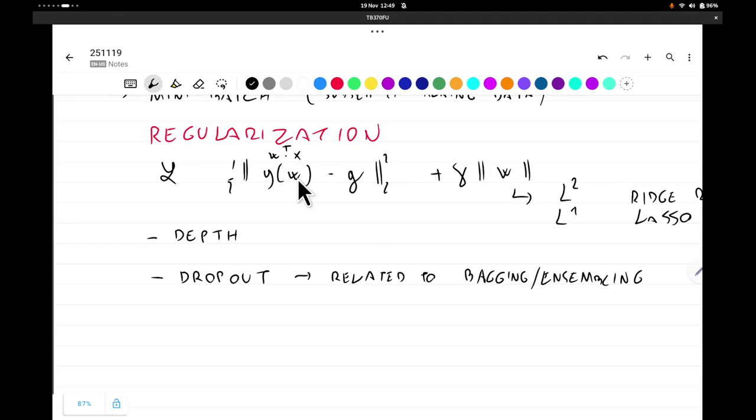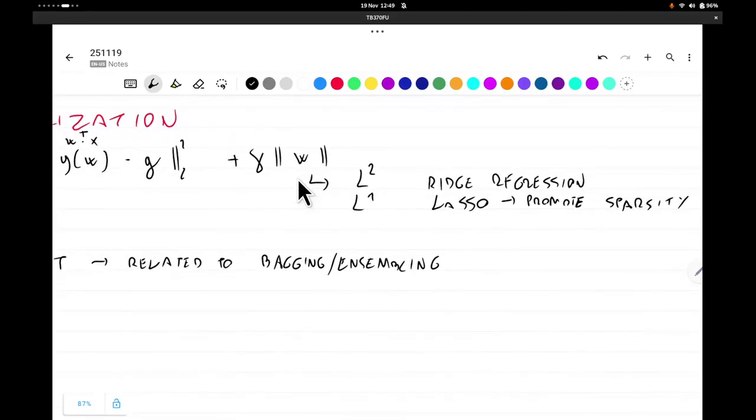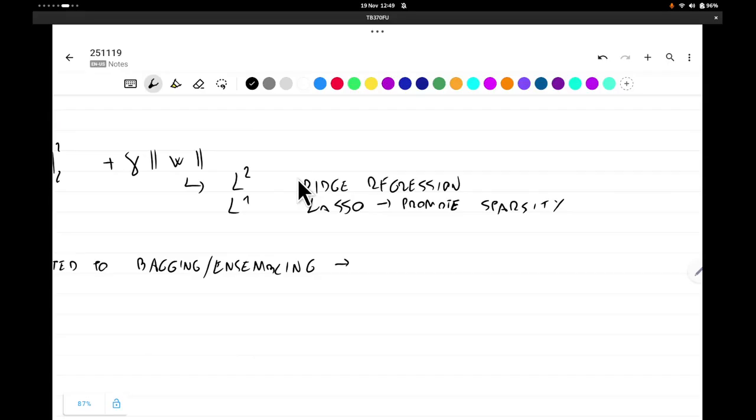That comes from just statistics. So there is a nice way to do this kind of bagging and ensembling idea with neural networks without training several neural networks at once. And this is done by randomly switching off nodes.